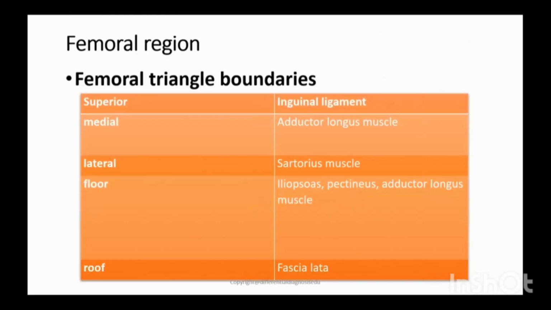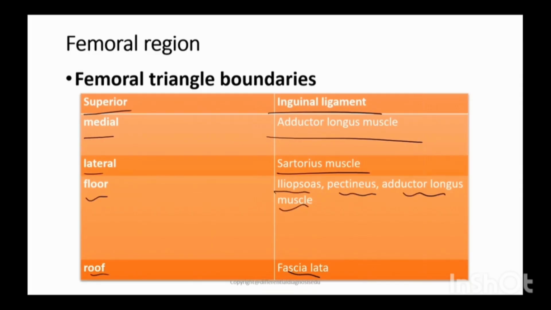Next is the femoral triangle. Again, they will not ask you about boundaries. They will ask you the content, which is more important. So femoral triangle boundaries: superior is the inguinal ligament, medial is the adductor longus muscle, lateral is the sartorius muscle. Floor is iliopsoas, pectineus, adductor longus muscle, and roof is fascia lata.